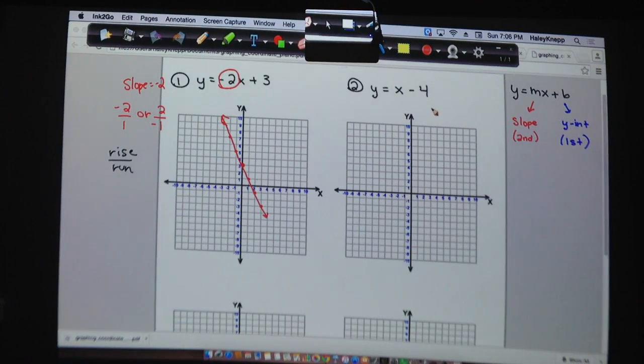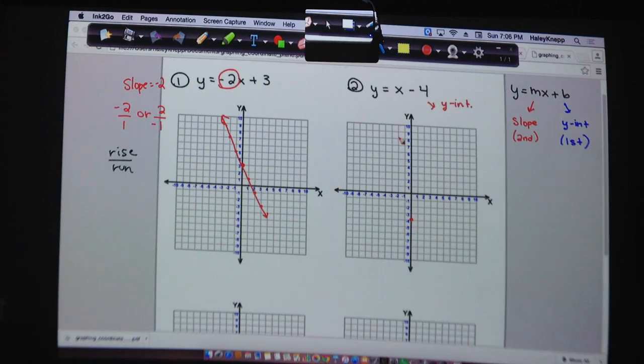On number 2, y-intercept in the back. Okay, I know I'm graphing first my y-intercept. It's where I will make a point where it crosses the y. This is at -4. So at -4, I put a point.